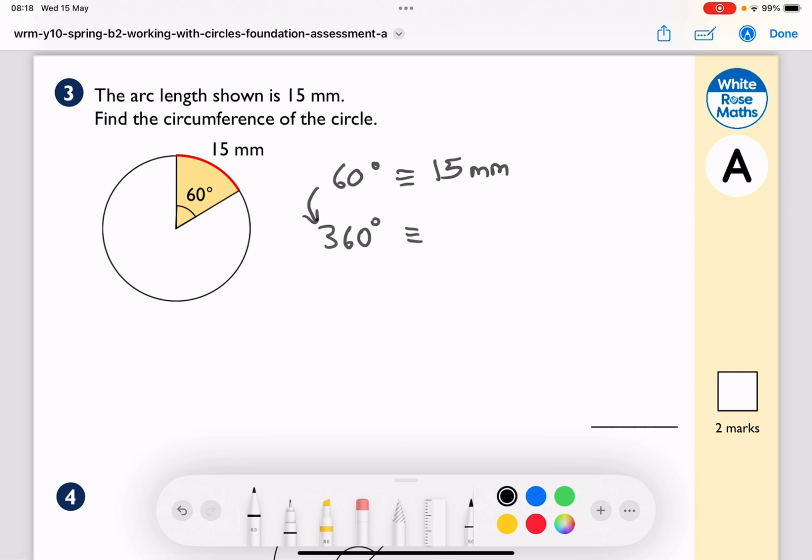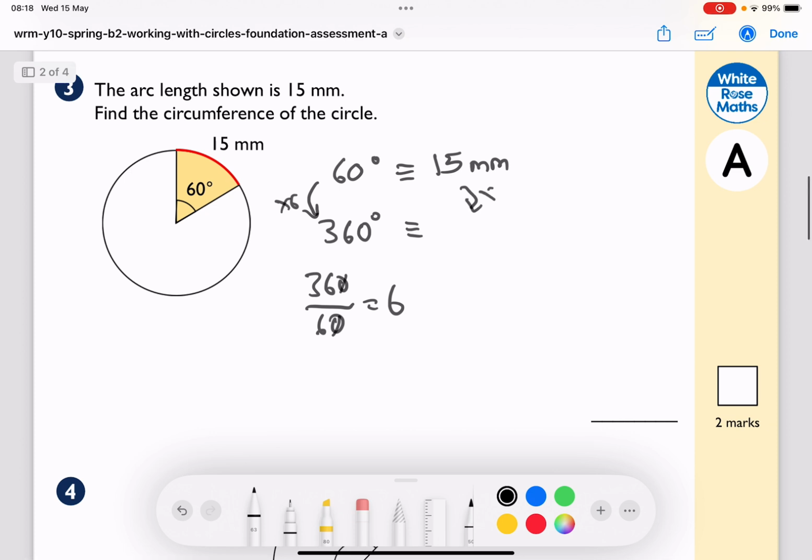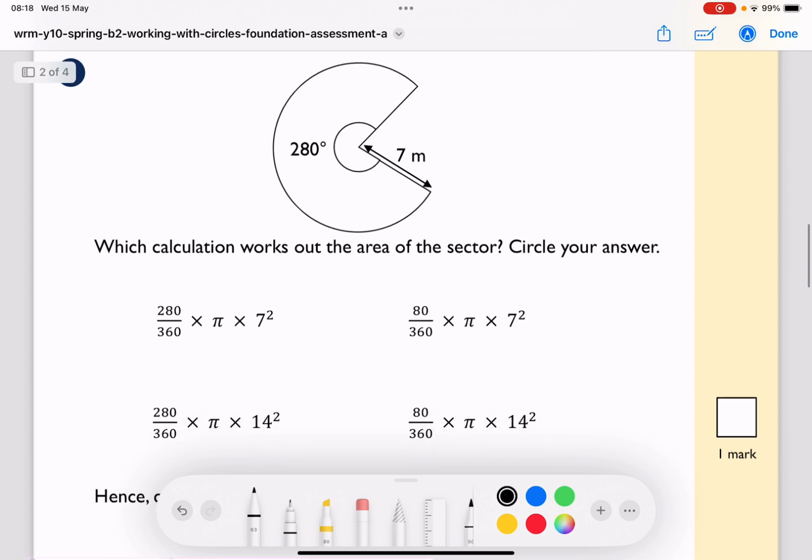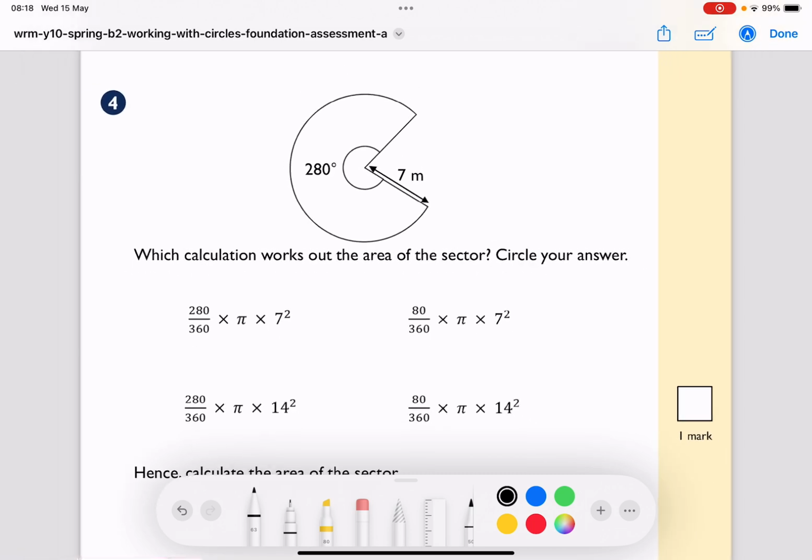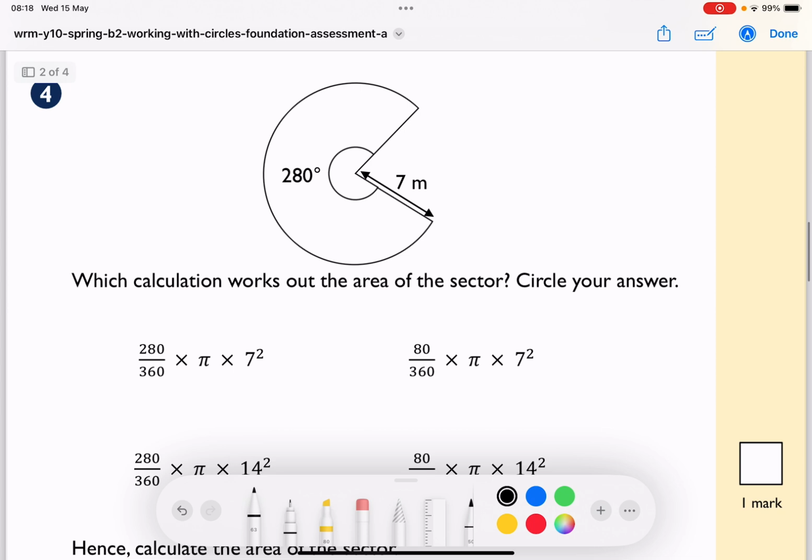Here I'm looking for the multiplier. We can probably see it, but if I do 360 divided by 60, or 36 divided by 6, I can see that my multiplier is times by 6. So if I times my 15 by 6, 6 5s are 30, 6 10s are 60, that is 90 millimetres, okay?